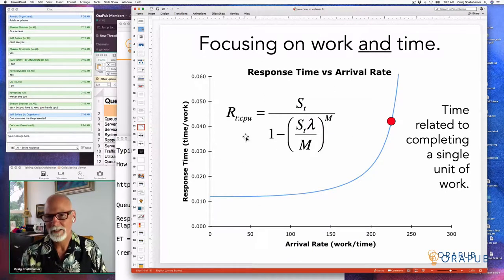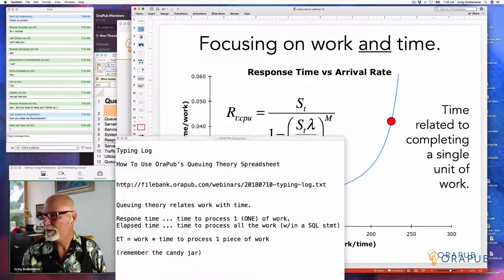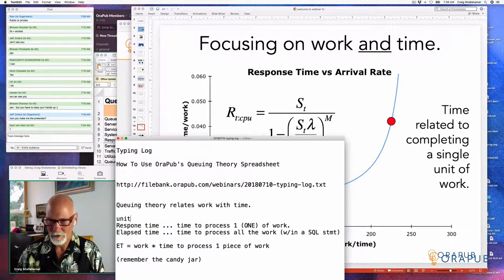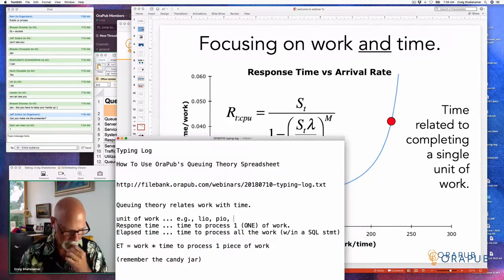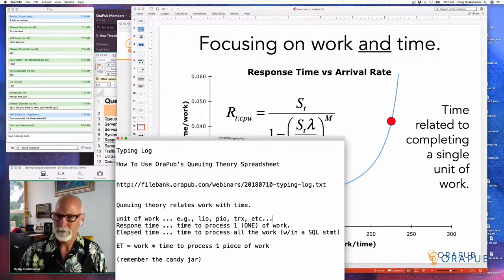But before we get into that math, what these things mean, we have to talk a little bit deeper. There's one word: we talked about pieces of work. I'll say unit of work. For example, a logical IO, a physical IO. It could be anything, whatever you define a transaction to be.